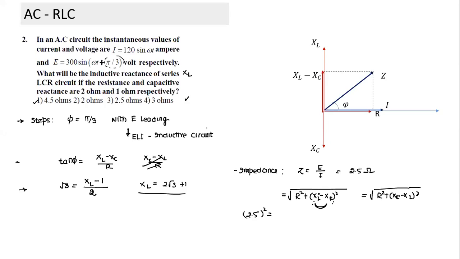When two answers are possible, two values of XL are possible. One based on XL minus XC, the other on XC minus XL. Which one should we take in that case? See, in this case, XL has to be greater than XC. Why is that so? Because voltage is leading, sir. Voltage is leading. So 2.5 is correct.